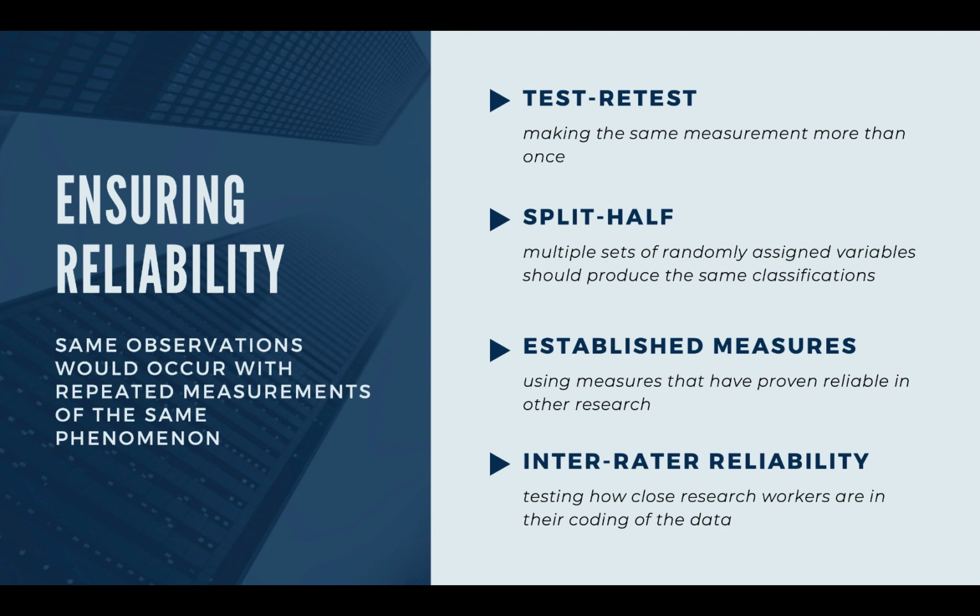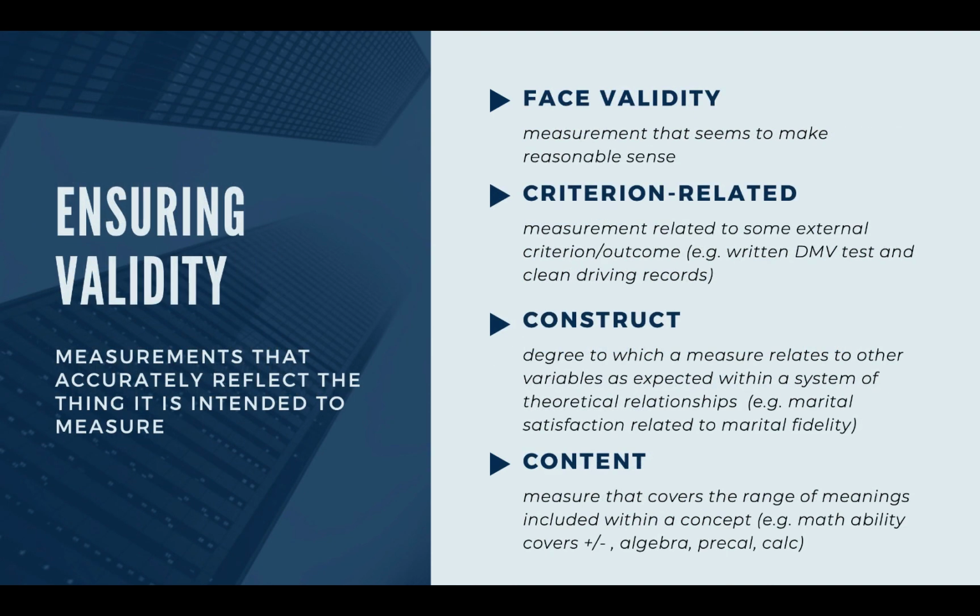Using established measures, such as, for instance, psychological inventories that have been used and are reliable in other research, and then inter-rater reliability. Basically, if I were to go out and collect observations, and then I had maybe a research assistant go out and collect those same observations from people, we should get very similar results, if not the same results. Then we have validity.